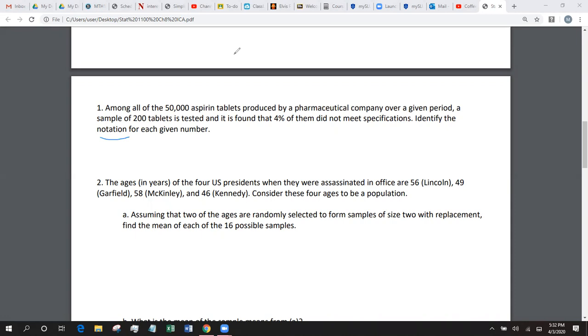So I'm going to go back through and I'm going to circle each value so I know that I include them all in my answer. And I need to identify the notation. So it says among all of the tablets produced, all of the 50,000. So I know that that would be the number in the population. So among all of them, that's our population, the 50,000. We then have a sample of 200. So little n here, the number in the sample, is 200.